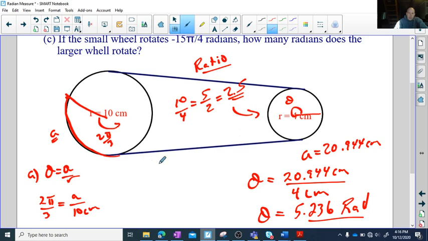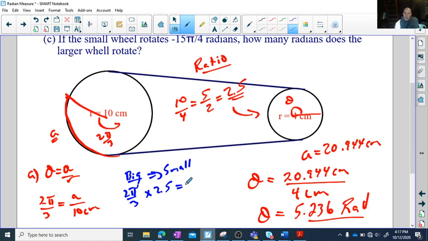So another way to do that same question would have been to say, okay, the first one, I knew it turned 2 pi over 3, so the big wheel rotated 2 pi over 3. Well, the small wheel has to rotate 2.5 multiplied by that. And if we multiply that out, we should get the same.